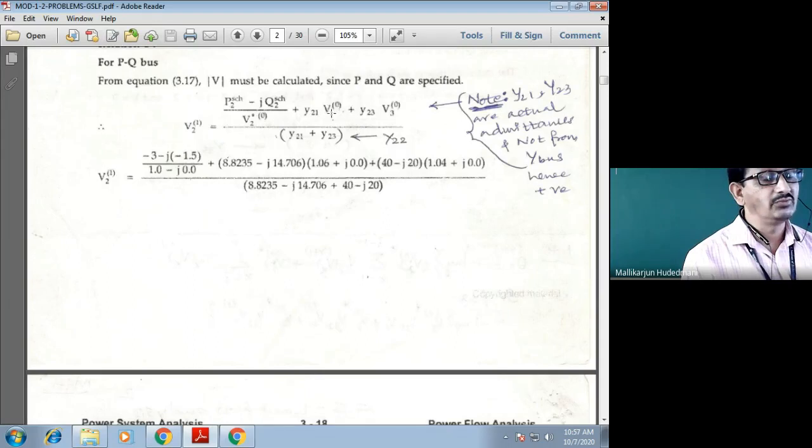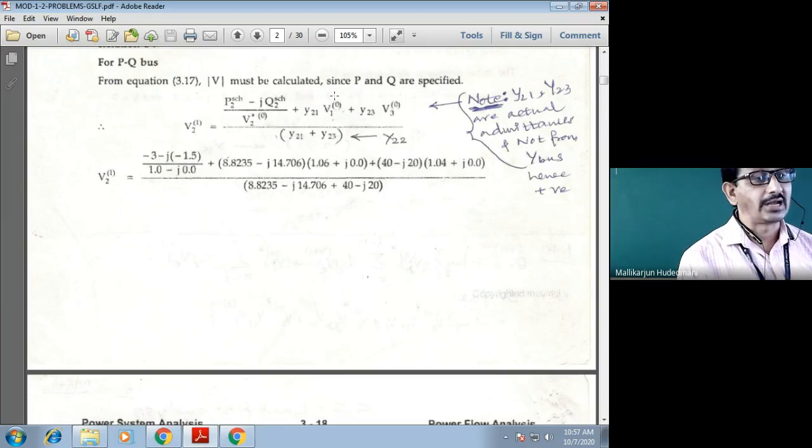It is V1. What is V1 for you? Slack bus voltage. Slack bus voltage will be constant throughout your solution. It is not having V0, V1, V2 like that. It is V1, that's all. Therefore, no matter, it is the slack bus for me.